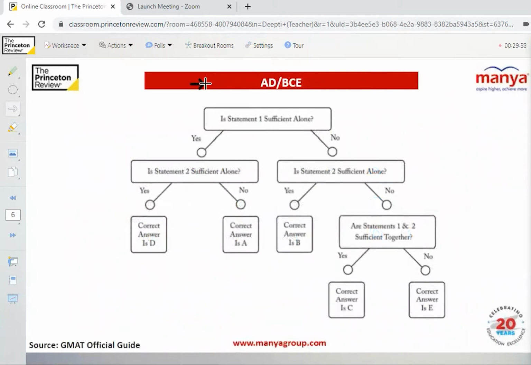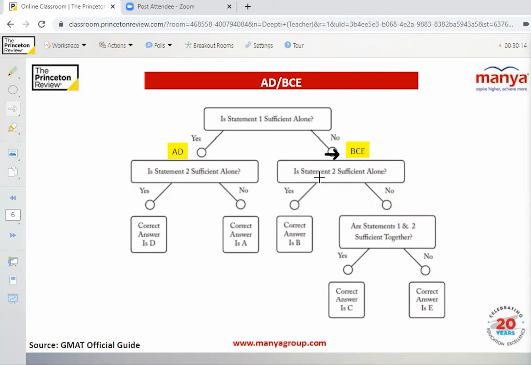For data sufficiency questions, we use the AD or BCE approach. After reading the question stem, you should ask yourself, is statement 1 sufficient alone to answer the question? If the answer is yes, then you must write AD on your scratch paper. However, if it is no, then you are left with BCE. After writing AD or BCE, evaluate statement number 2 and ask yourself, is statement 2 sufficient alone? If your answer is yes, then your correct answer is D. However, if the answer is no, then the correct answer is A.